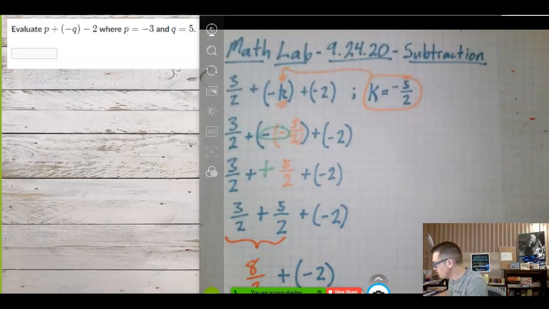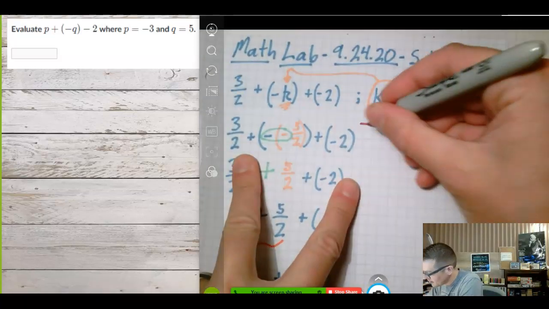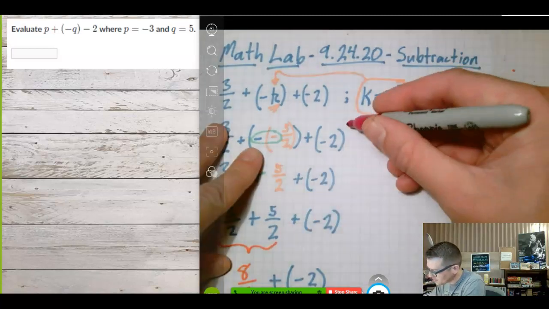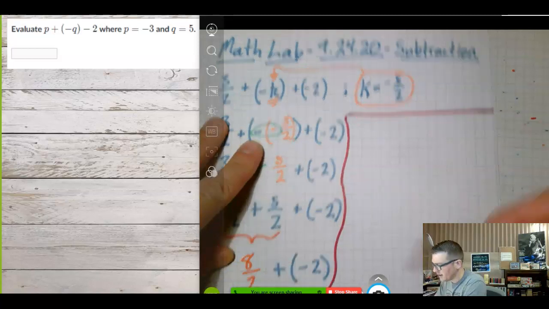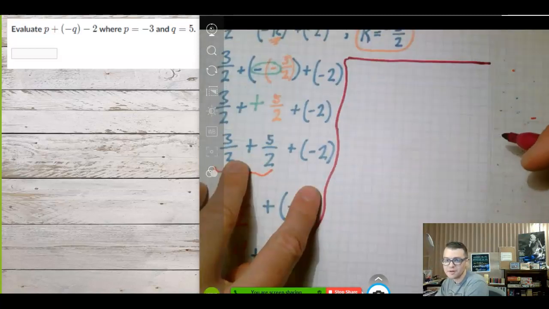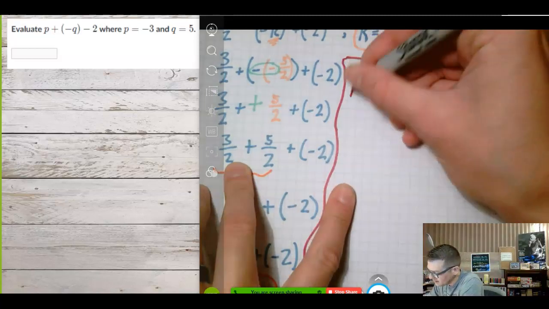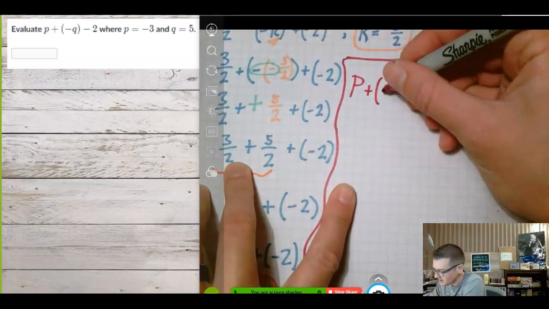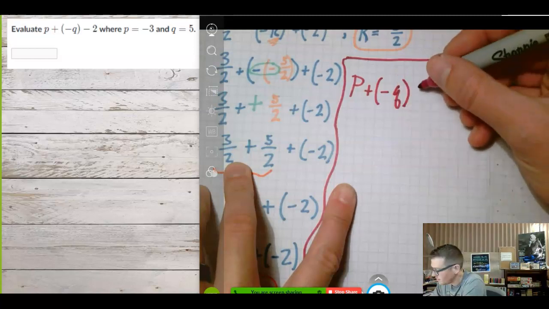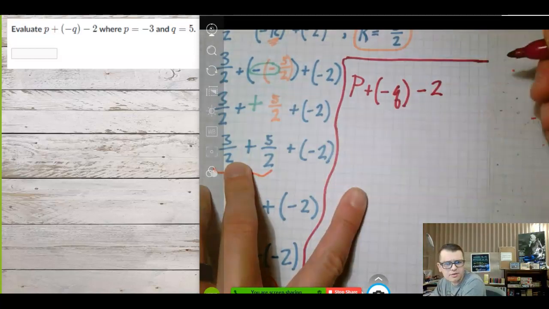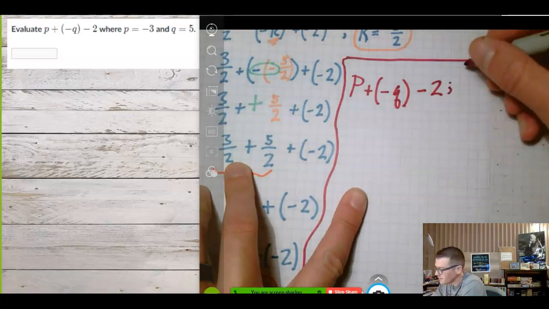All right, so the first thing we always want to do is write the problem down, right? No matter what, we should be writing down the original problem. And guys, by that, I don't mean the problem after you substitute stuff in or anything like that. I mean the original problem. So P plus negative Q minus 2, where P is negative 3, Q is 5.